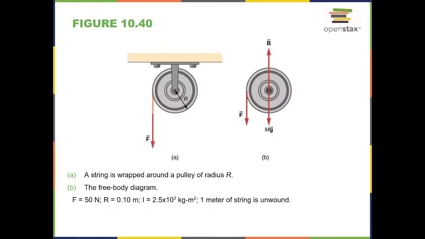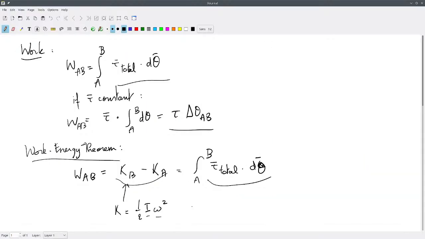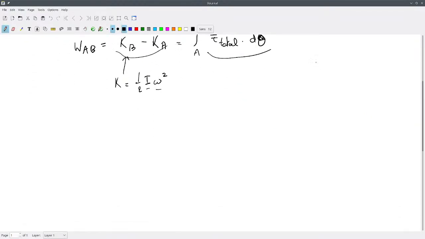So the question now is, if we start from rest, if this pulley is not moving initially, and after we've unwound 1 meter of string at a force of 50 newtons, what is going to be the rotational velocity, the angular velocity for the pulley? So let's see if we can solve that. We're going to follow that problem-solving strategy, right?